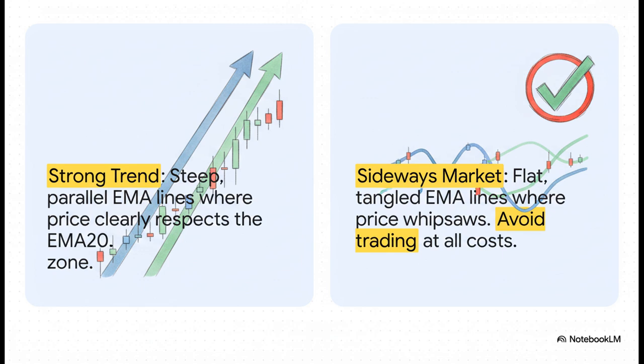Now look at the right. That is the trap. The EMAs are flat, they're all tangled up, and the price is just slicing right through them with zero direction. If your chart looks like the one on the right, your job is simple. Do nothing. Seriously, close the chart and walk away.